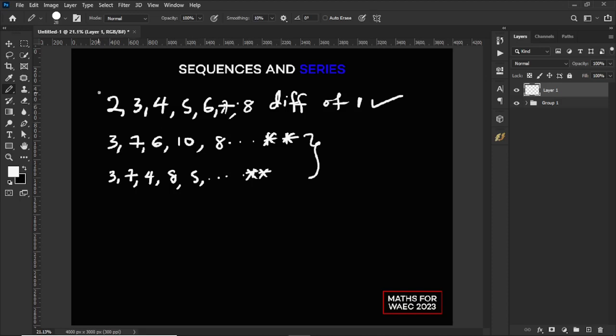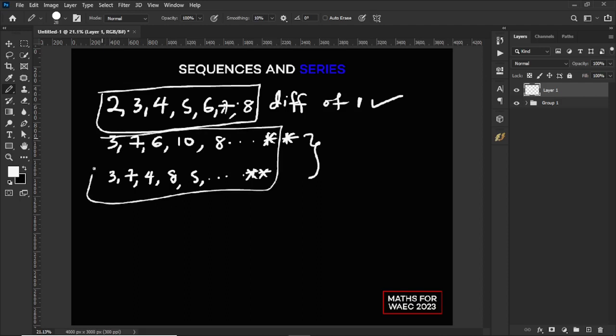So you can see now, this one has a definite pattern. But these ones, they don't have a definite pattern. So these ones that have a definite pattern is what we refer to as a sequence. When you say a series of numbers is a sequence, it means they have a well-defined rule. Are you getting this now?